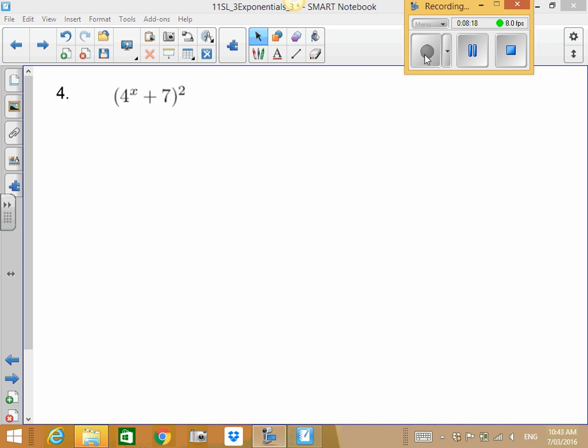When we have a binomial product like (4 to the x plus 7) all squared, remember that that can be rewritten as (4 to the x plus 7) times by itself.